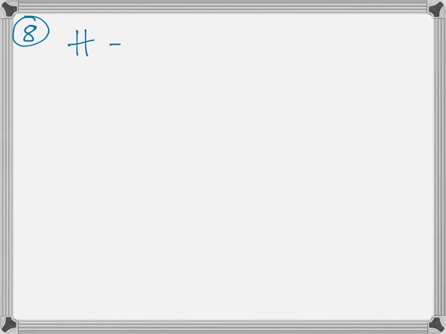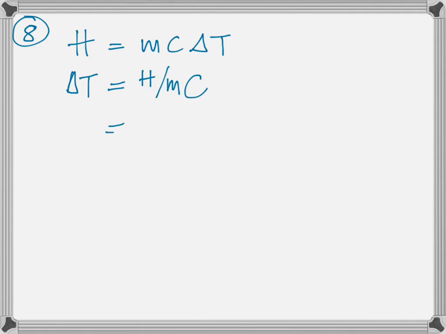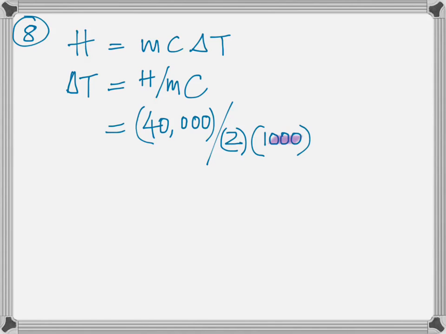All right, number 8. mc delta T. You have to find the change in temperature, so make that the subject. And then 40 kilocalories is 40,000 calories divided by the mass, which is 2, times the specific heat of water, which is 1,000. So I can cancel those thousands. I got 40 divided by 2, 20 degrees Celsius.